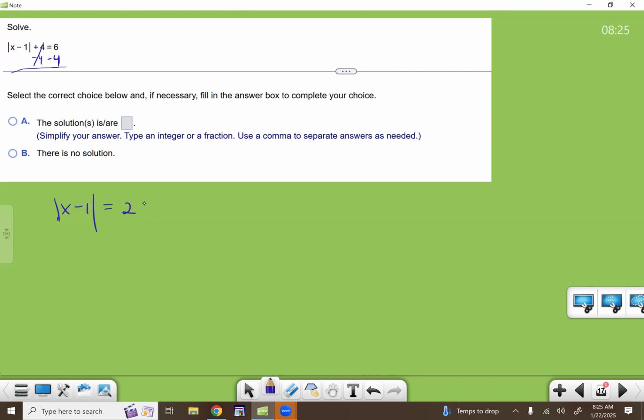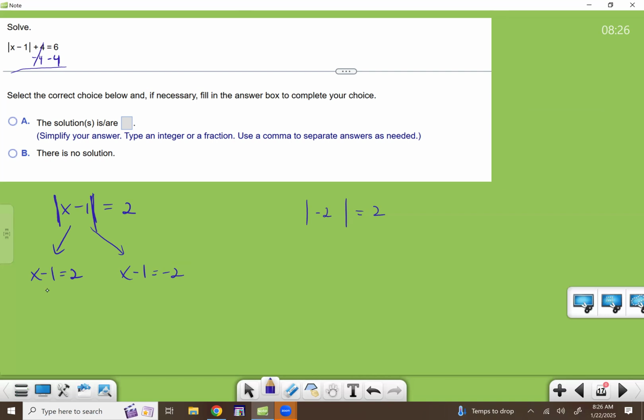6 minus 4 is going to be 2. And then once you've isolated it, you're going to do your two cases, okay? So you kind of have to think, okay, I have these absolute value brackets equaling 2, right? Well, what could work? Well, the absolute value of 2 is 2. So that's why we're going to set x minus 1 equal to 2. But there's another possible solution. A negative 2 inside the absolute value brackets could work too, because the absolute value of negative 2 is positive 2. So we're going to take x minus 1 and set that equal to negative 2 as well, because both of those could be inside of these brackets and still get us a 2.